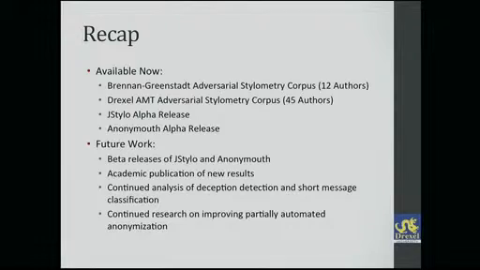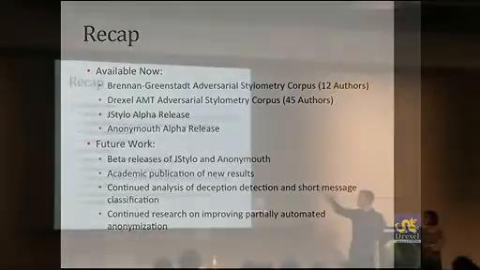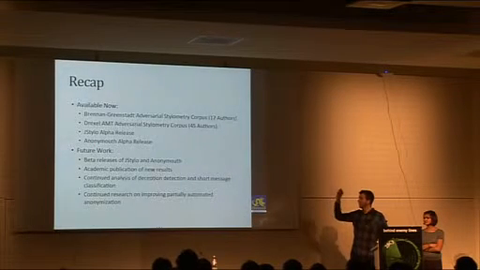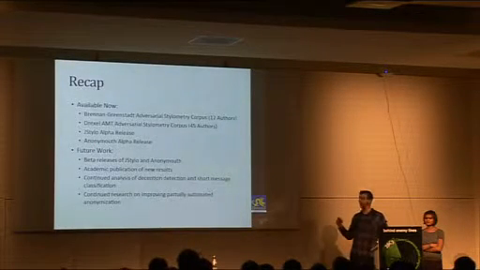So just a quick recap of our work. What's available now is our original stylometry corpus, which has 12 authors, our new adversarial stylometry corpus, which has 45 authors, and the alpha releases of both JStylo and Anonymouth.